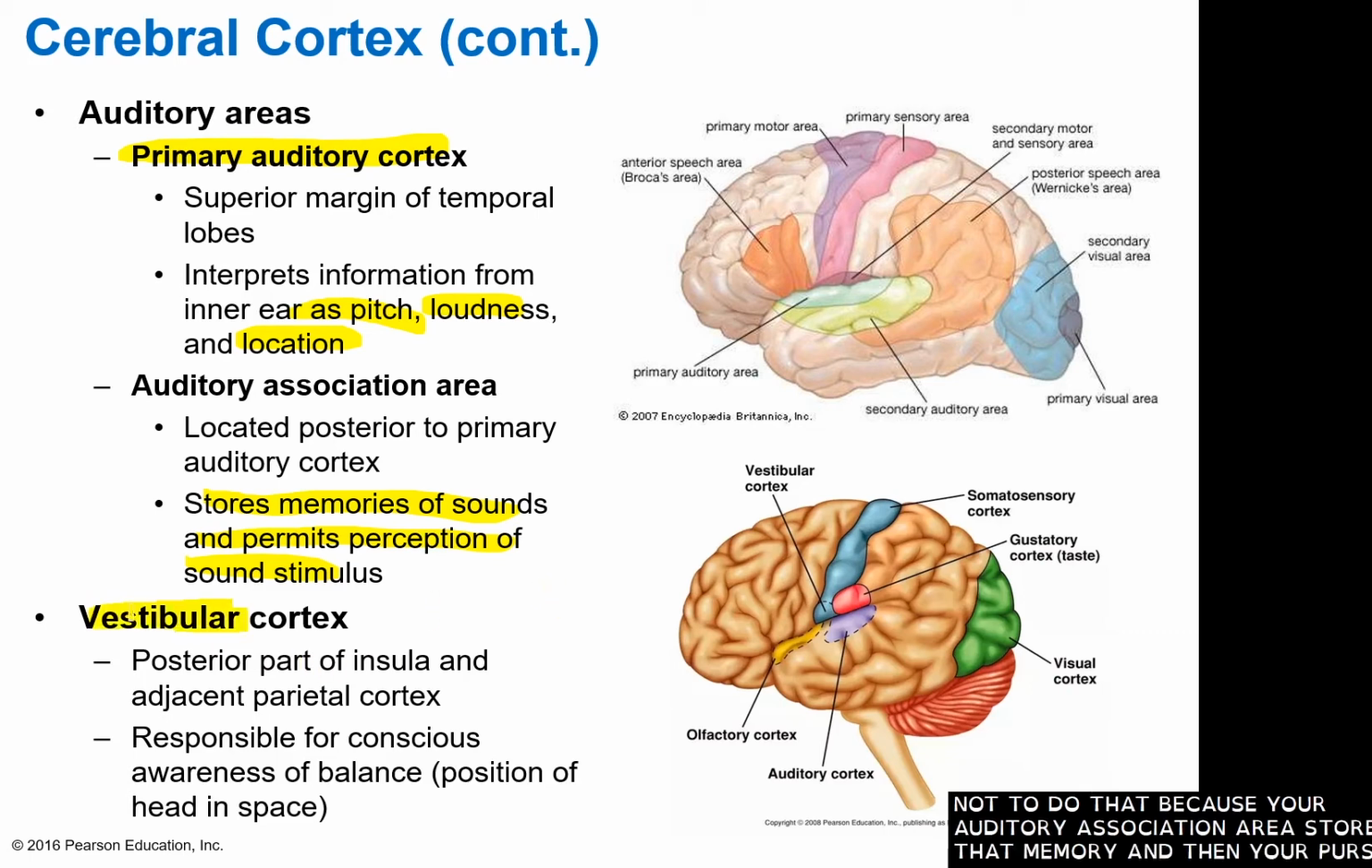And then your vestibular cortex, so your vestibule, is responsible for balance and the position of your head in space. We'll talk more about that once we get to the special senses chapter as well. One of my favorite chapters in A&P.